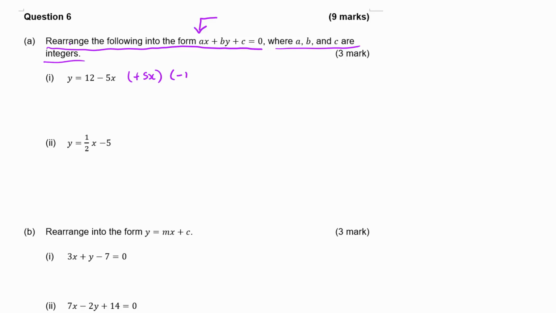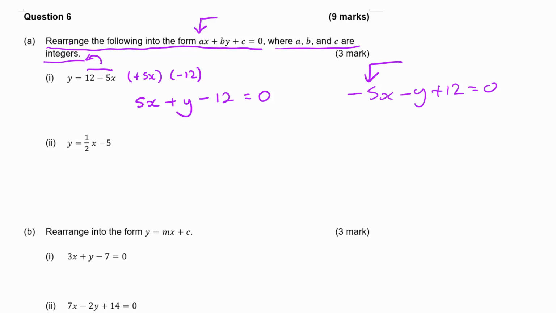And then I would also take away 12. If I do that, both things on this side are going to be on the same side as the y. And we would have 5x plus the y, which remember hasn't moved, take away 12 is equal to 0. But it would be perfectly acceptable to have negative 5x take away y plus 12 equals 0. It's just that I really like this one in particular because it's at the front to be positive.